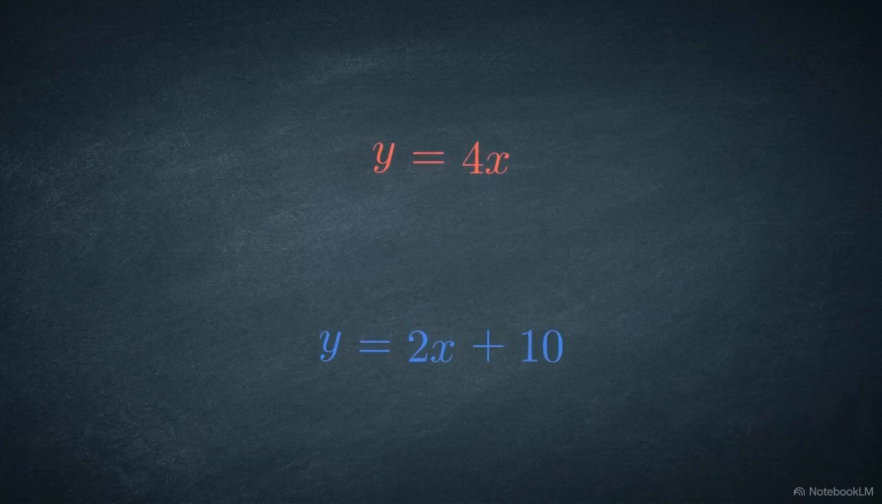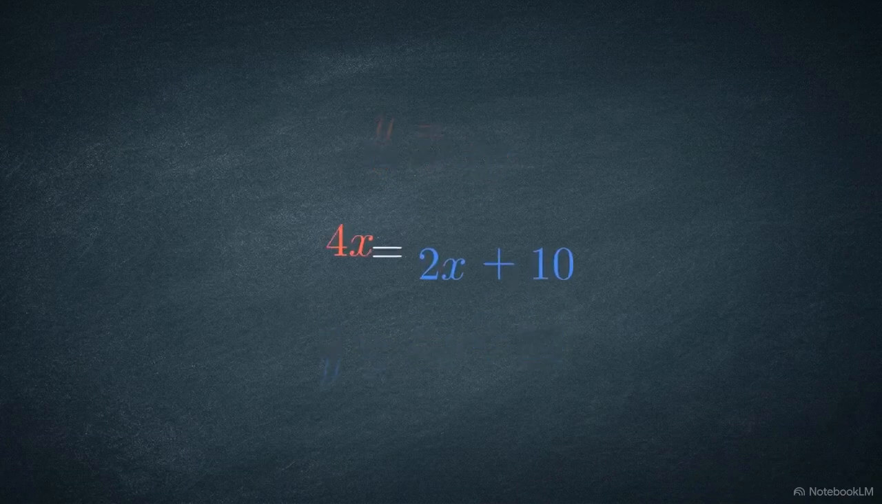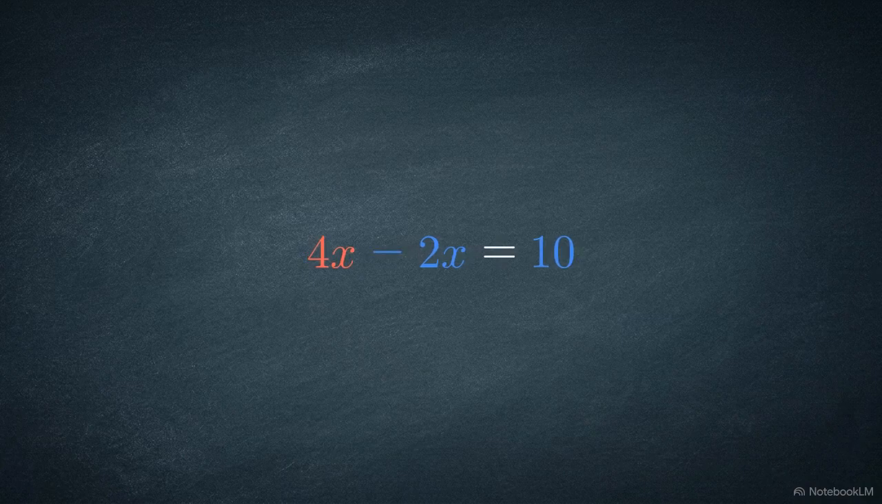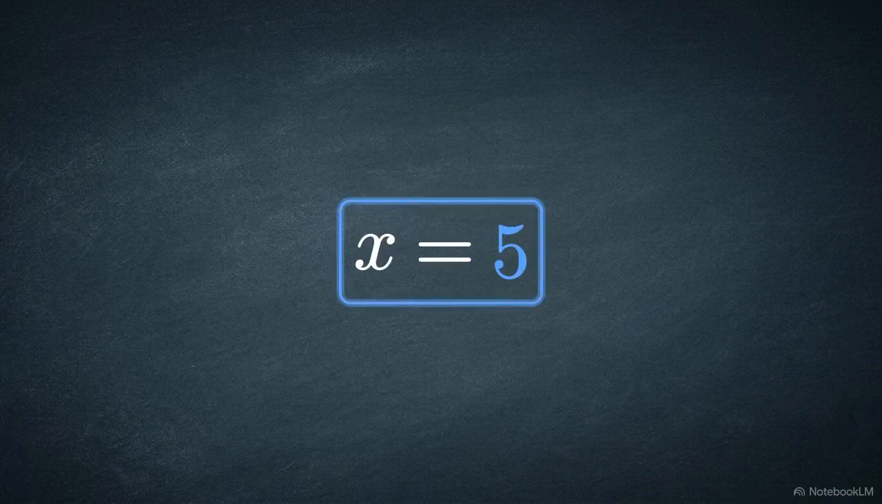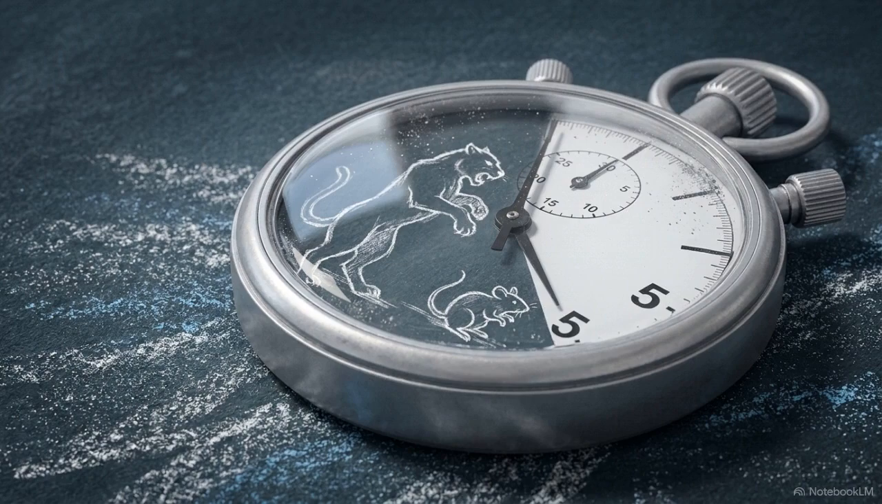By setting the equations equal to each other, we create a system where the only solution is their point of contact. To solve for time, we subtract the mouse's speed from both sides. Then we divide the remaining head start by that speed difference. X equals 5. The cat reaches the mouse's position exactly 5 seconds after the chase begins.